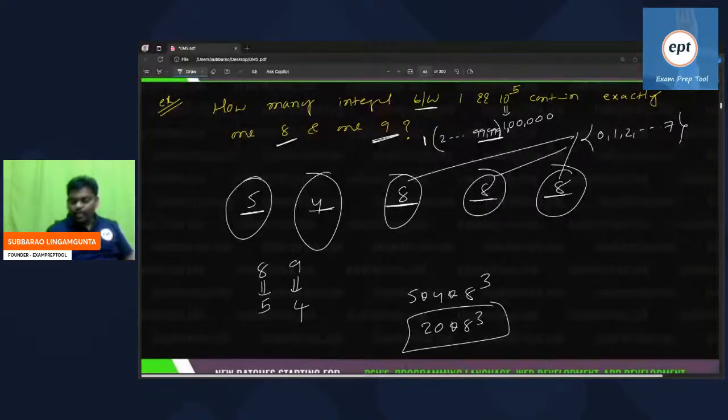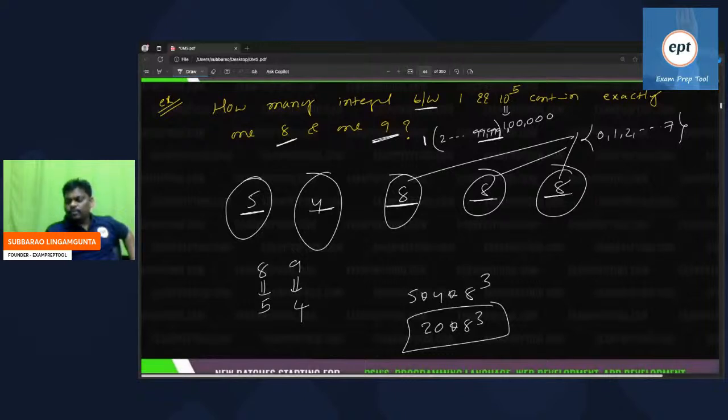You may say that, sir, can I keep the 8 in the last place? Yes, that is the reason 8 having 5 possibilities. You can keep it anywhere. Can I keep the 8 in the last place? Yes, you can keep, no objection. That is the reason 8 having 5 possibilities, 9 having 4 possibilities. Sir, if you keep the 8 and 9 in the last places, in the first places 0 also will come. It's okay. Let it come 0. What is the problem?